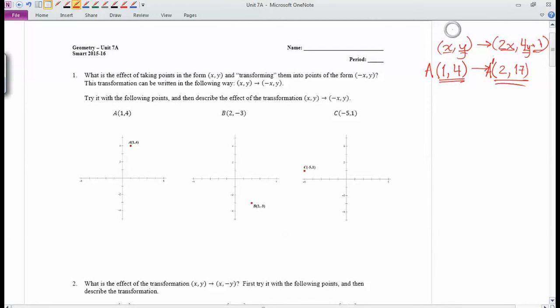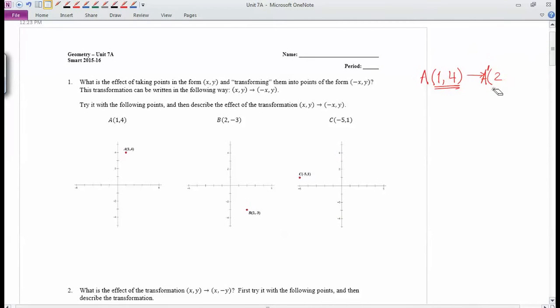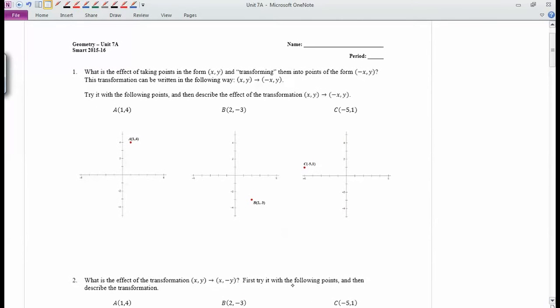So let me get rid of this. So I'll just delete that. Nope, I'll just erase it. Okay, so in number 1 here, we've got this transformation rule given to us: (x, y) turns into (-x, y). So we're going to try it with 3 points.